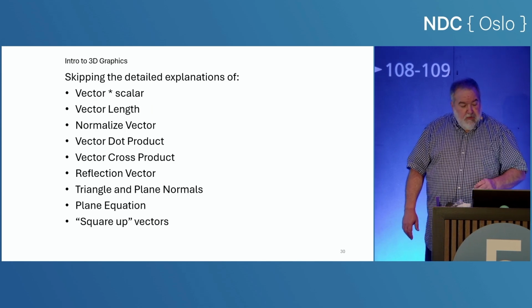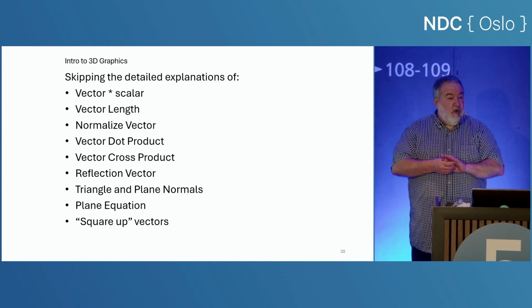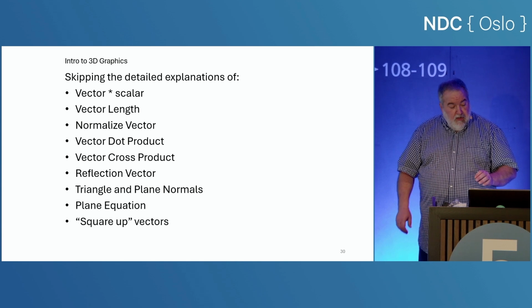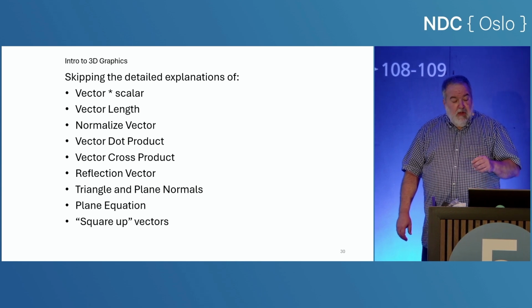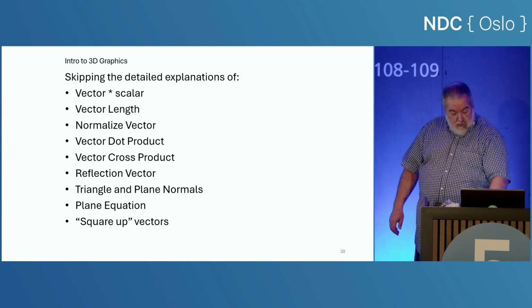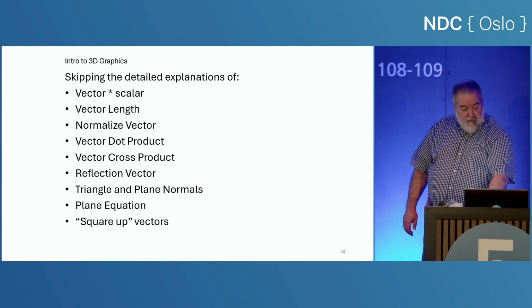Okay, I'm not going to really talk about vector scaling or vector length. What normalization means is basically converting it to a unit length of 1. There are important reasons for that. What cross products or dot products are, and why they're useful. Or why do we want to square up vectors?